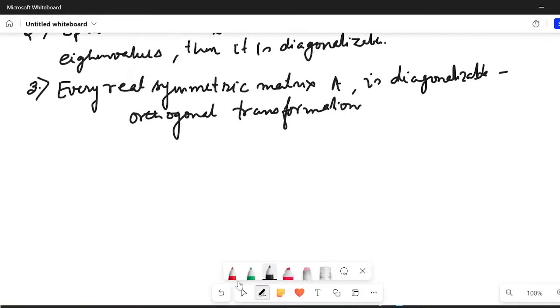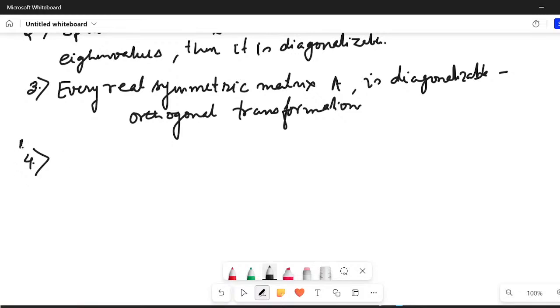Now, the biggest thing: if a matrix of order n is diagonalizable, then it will have either n linearly independent eigenvectors or n distinct eigenvalues.